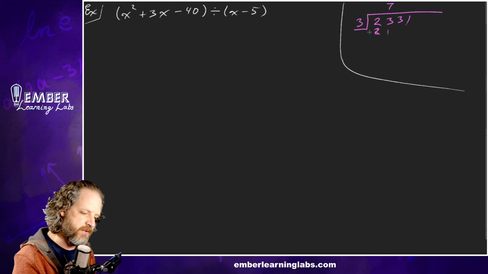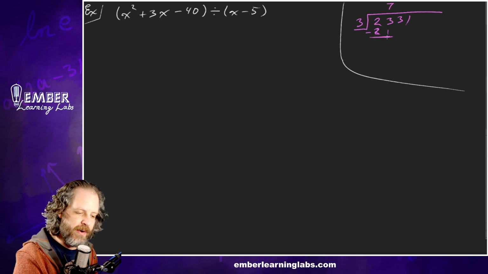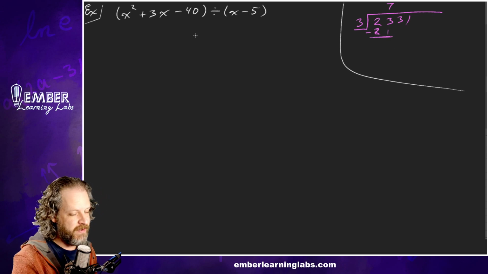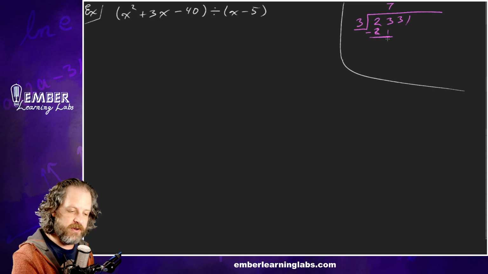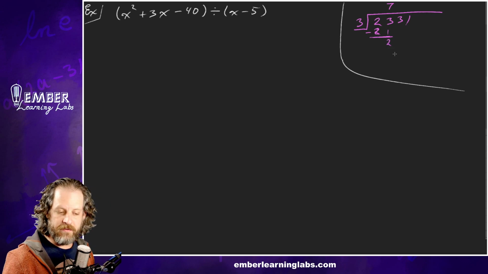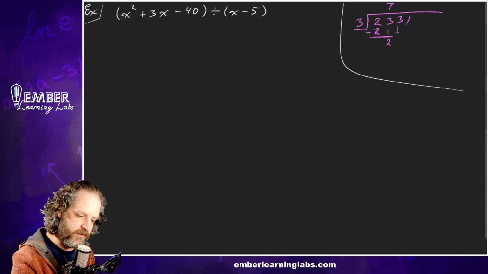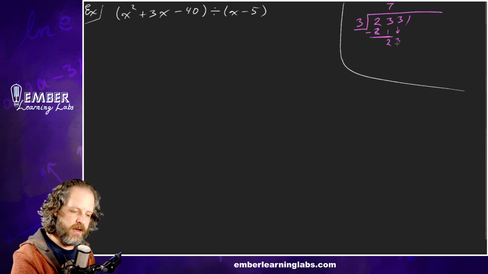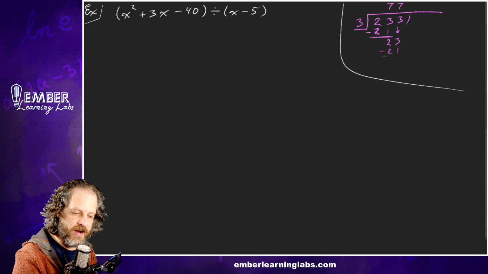What do you do next? You subtract, right? And why am I doing this? Because it's actually going to be the same thing over here. I'll show you in a second. 23 minus 21 is 2. Then what do you do after you subtract? Well, you bring down the next one. Bring down that 3. 3 goes into 23 how many times? 7 times. 7 times 3 is 21. Subtract it, it's 2. We bring down.